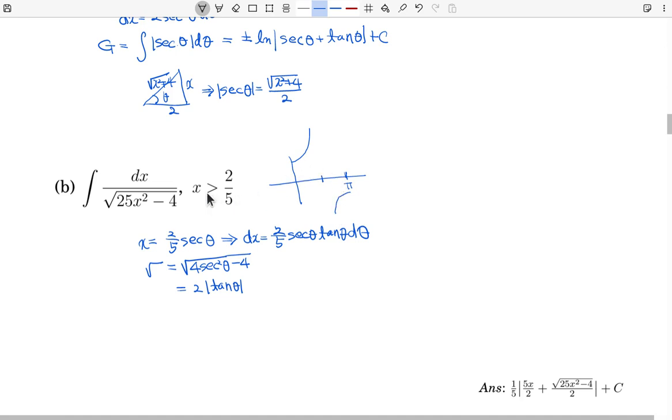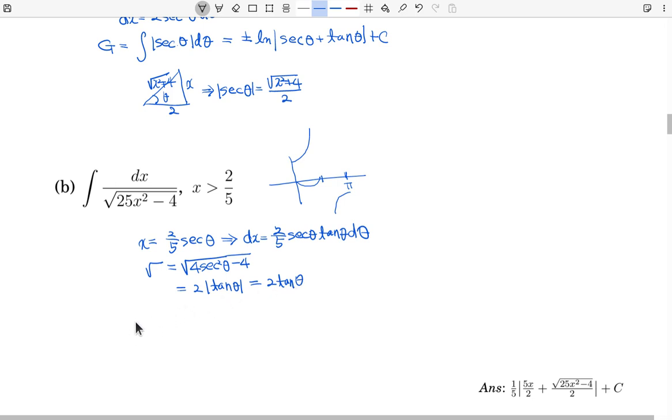So here x is here now, and that one is larger, which means that sec theta is larger than here, so the angle must be between here and there. Over there, tangent theta is positive, so there is 2 tangent theta.